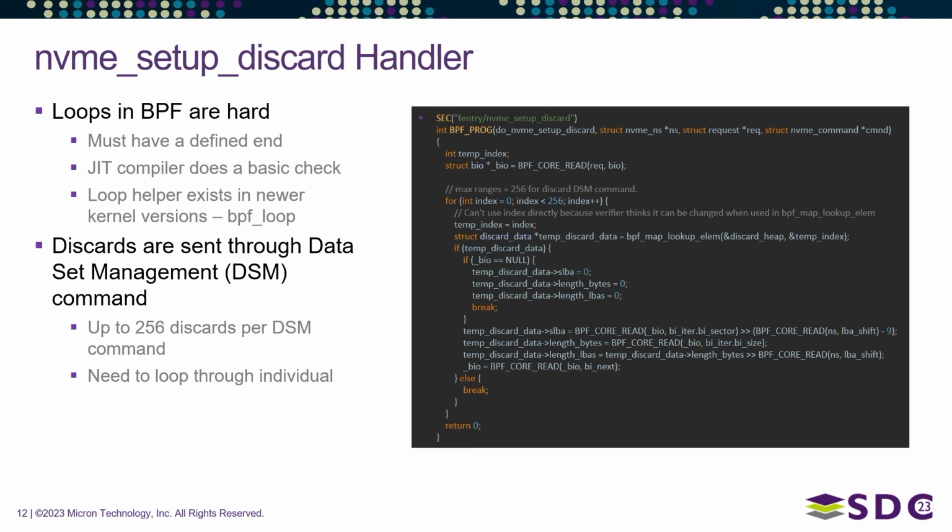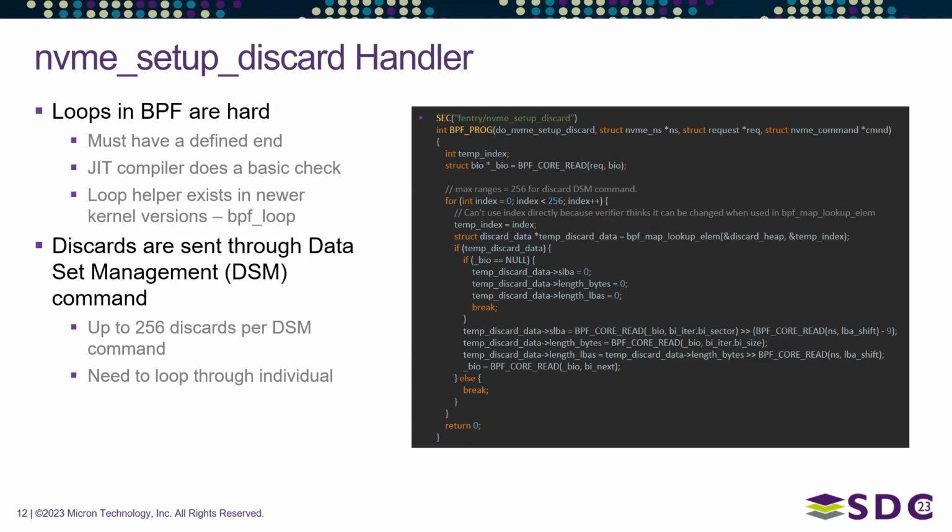One of the things that's difficult in BPF is loops. In BPF, loops have to have a defined end. It has to be clearly defined because the compiler, when it checks, if it even thinks that you could change the index value at any point in the loop, it will immediately tell you it's not valid, even if you know in your code it never changes. So sometimes you have to do a little bit of work around to make sure it knows, hey, this loop ends in at most 256, because this is the discard command.